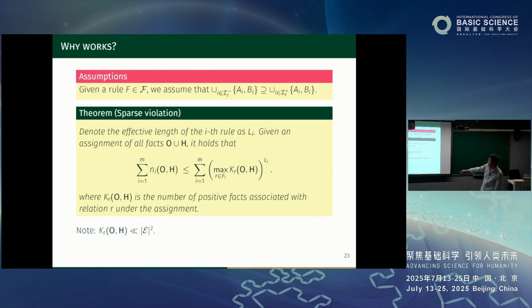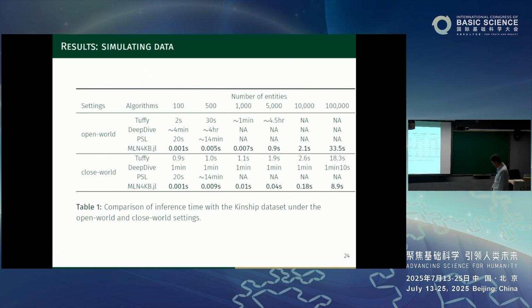That's our conclusion. This one is far less than the E square. So that's why we call it sparse validation. Okay, that's the results. Before our method, these three were very popular. They are the dominant software in this area, the MLN area.